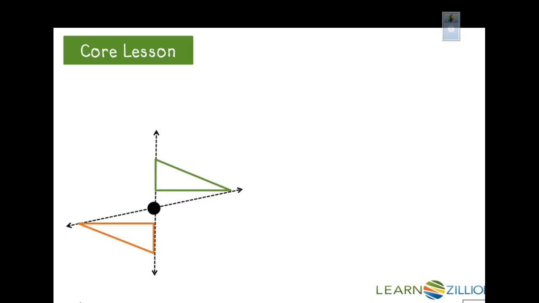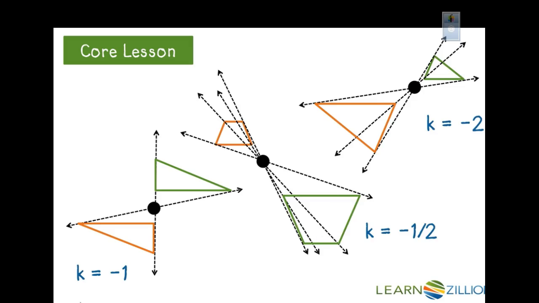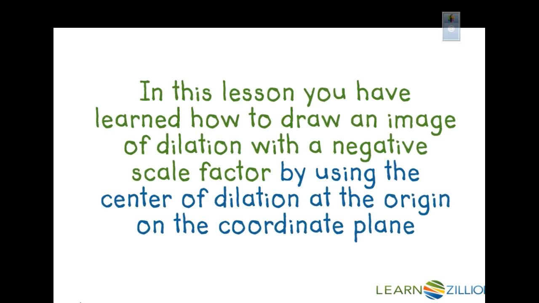We've looked at 3 different dilations with a negative scale factor. In each of them, they had specific properties that existed. The first one had a scale factor of -1. The key thing we want to look at in each is the scale factor, using the center of dilation at the origin on the coordinate plane.